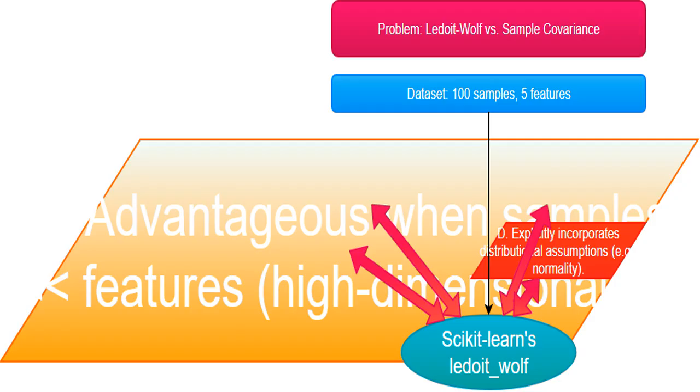Sklearn is a popular Python library for machine learning. The ledoitwolf function within it calculates the ledoitwolf covariance estimate. It's a specific tool for handling a problem inherent in some covariance calculations.